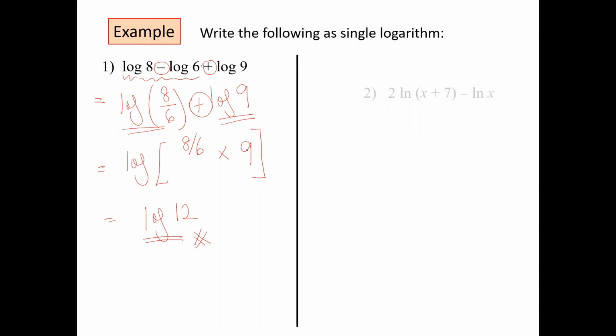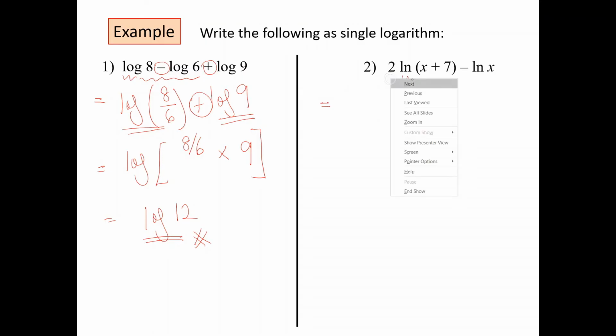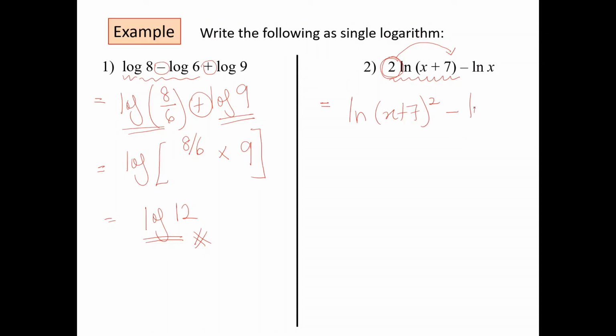Okay, next example, 2 ln(x + 7) minus ln x equals. For the first ln here, you can see this is a multiplier, so we can consider law number 3. We can bring it up to become the power of x plus 7. So now we have ln (x + 7) to the power of 2 minus ln x.